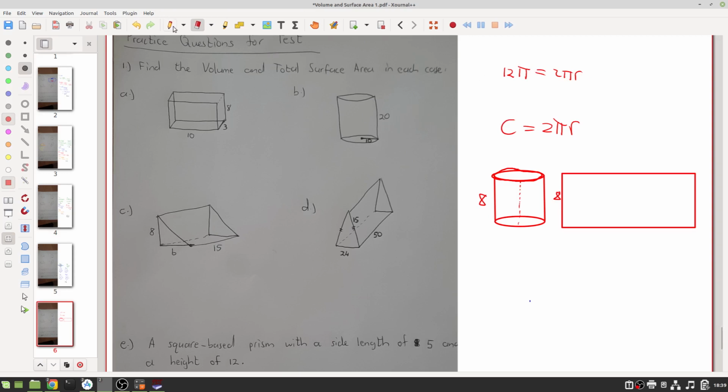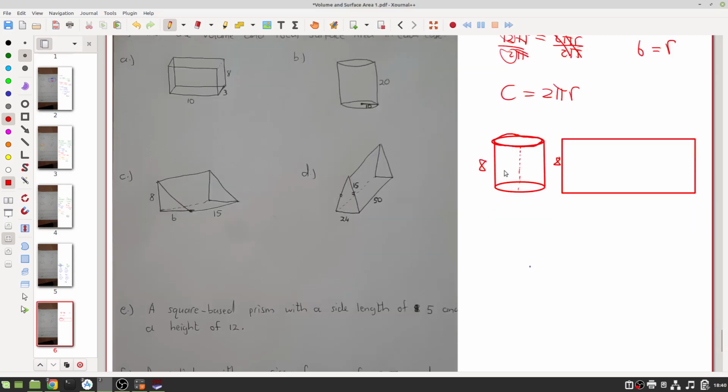We want to get r by itself, so we can divide both sides by 2 pi. This will cancel out. So on the right hand side we just have an r left. And on the left, pi cancels out with pi, and 12 divided by 2 is 6. So that's the radius of our circle.